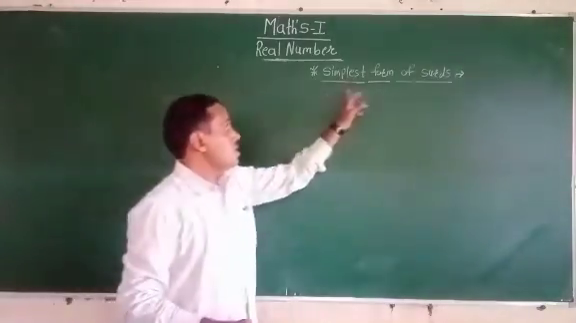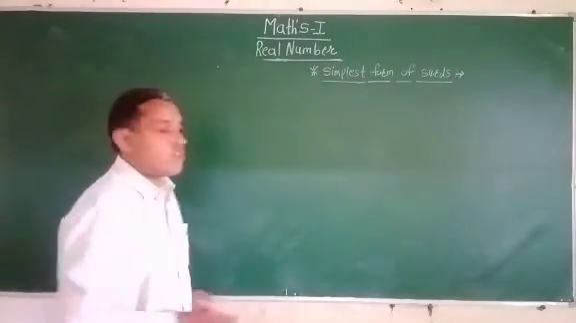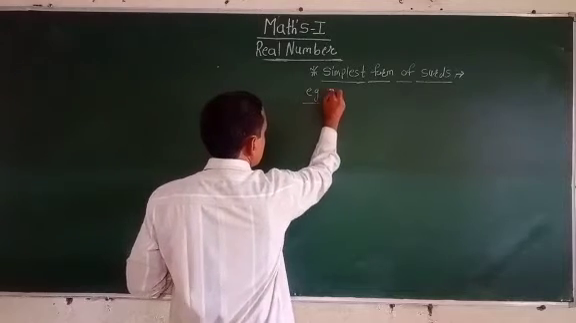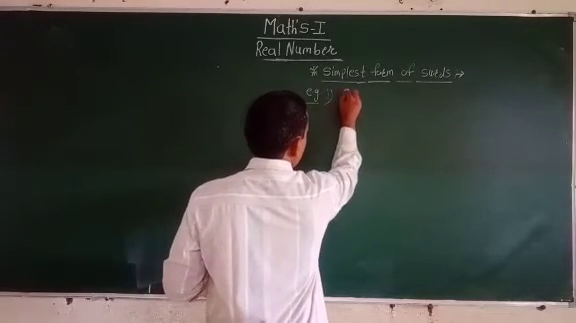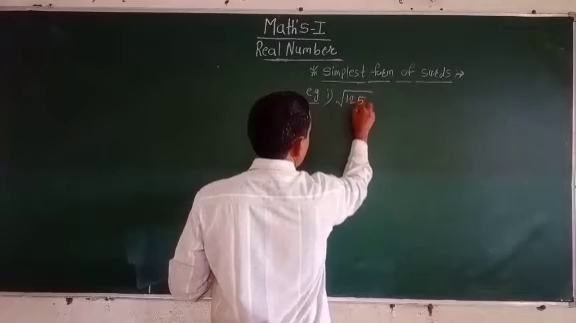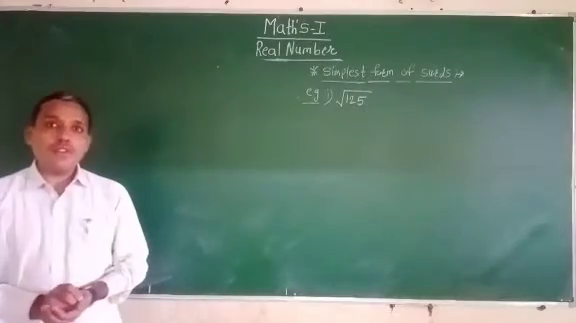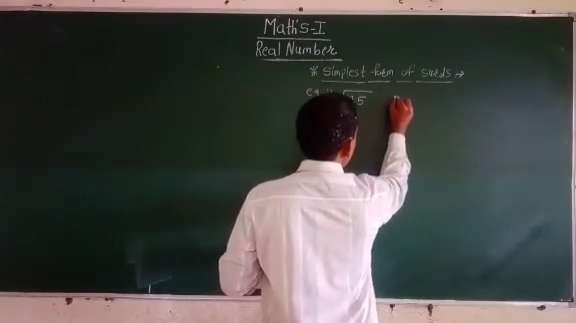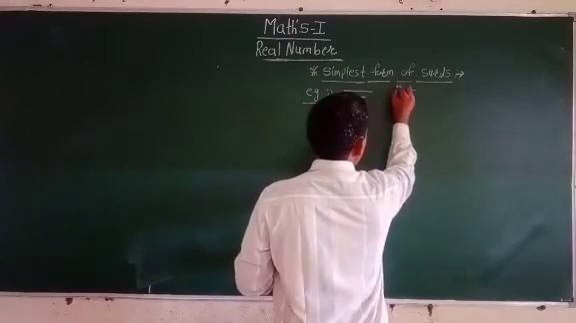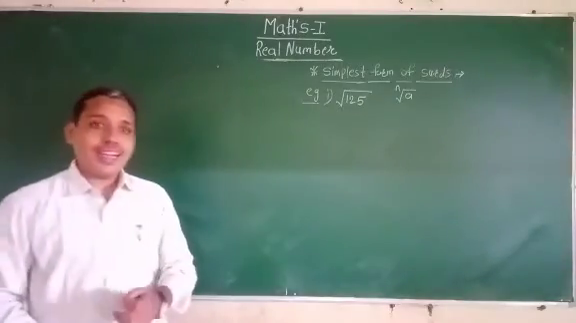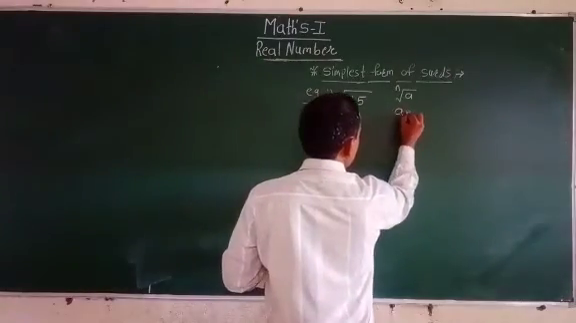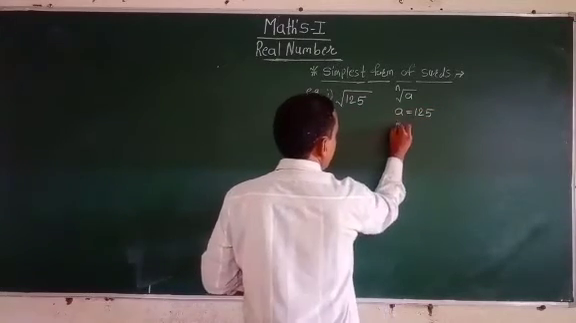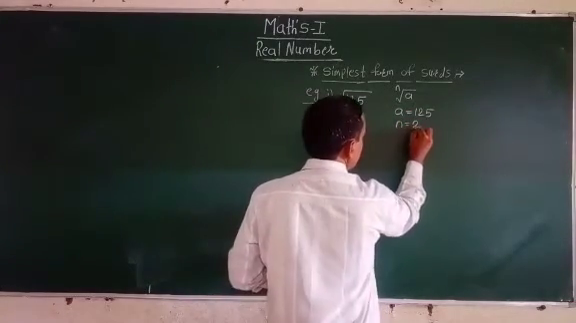The next topic is the simplest form of surds. In the simplest form of surds, we look at different examples. In the first example, we think about the surd √125. When we convert it into the general form of the surd, the value of a is 125 and the order of the surd is 2.